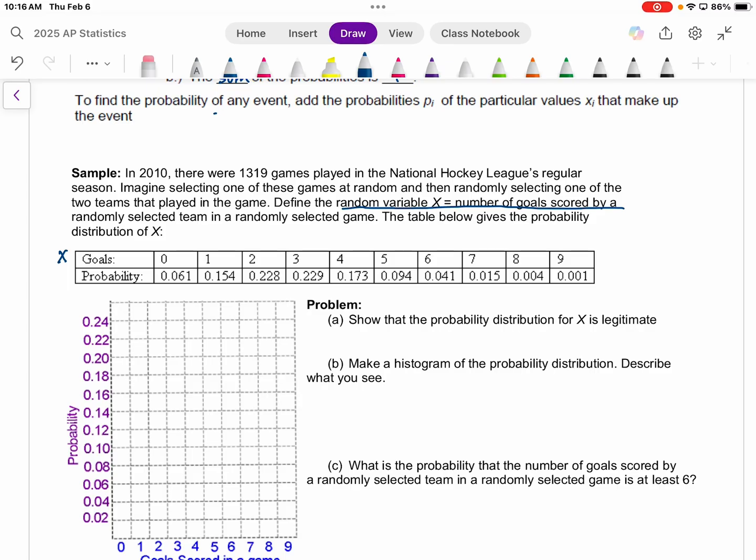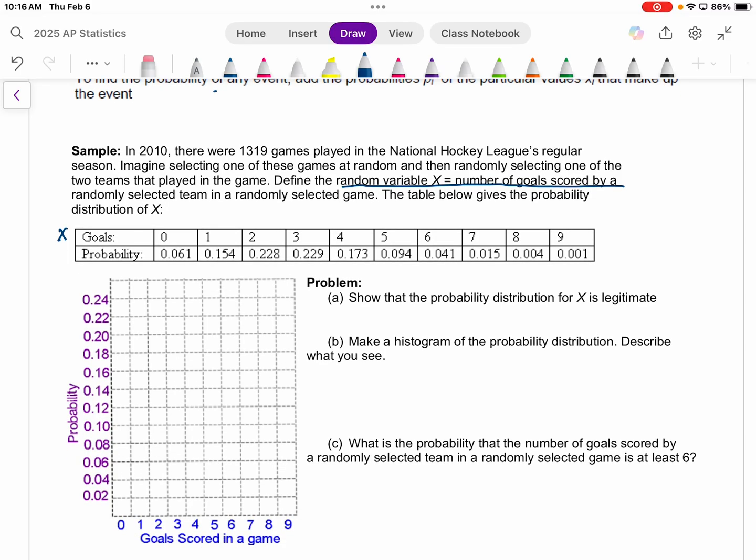Now, the table below shows us what the probability distribution is. So the bottom line shows the probability that a randomly selected team scored no goals, 1 goal, 2, 3, 4, all the way up to 9 goals. They asked us to show that this distribution for the X is legitimate.